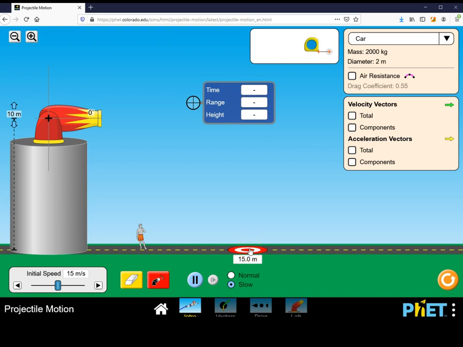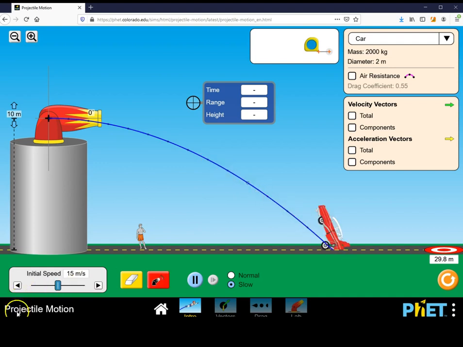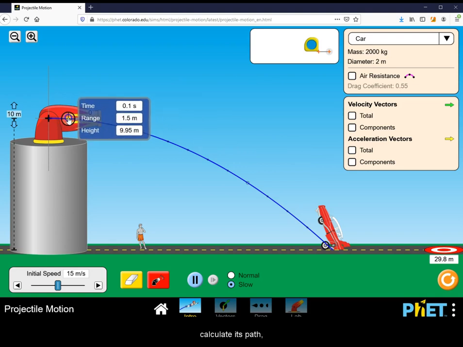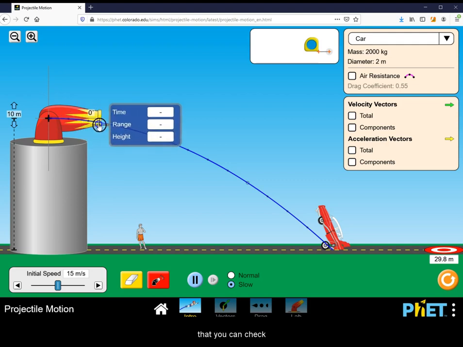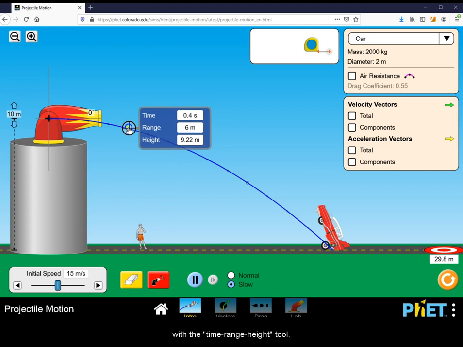You may also want to put the target to the side so as not to serve as a distraction. As you fire the projectile, the simulation will calculate its path that you can check with the time range height tool.